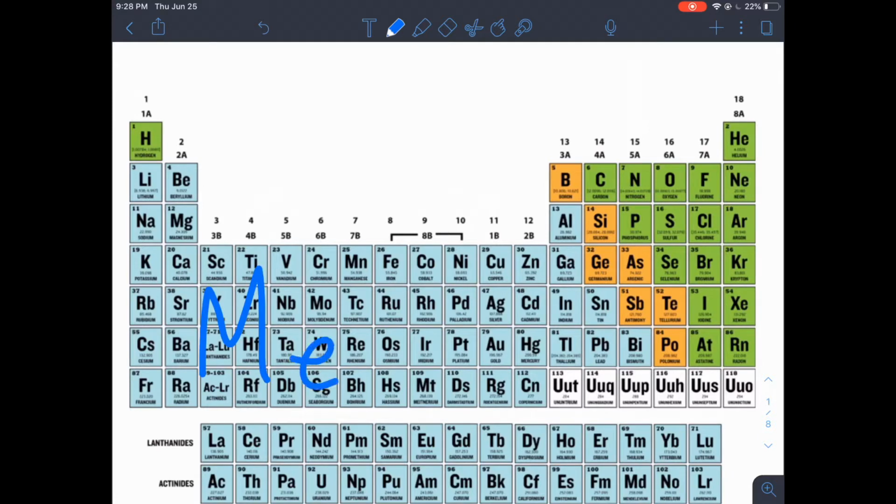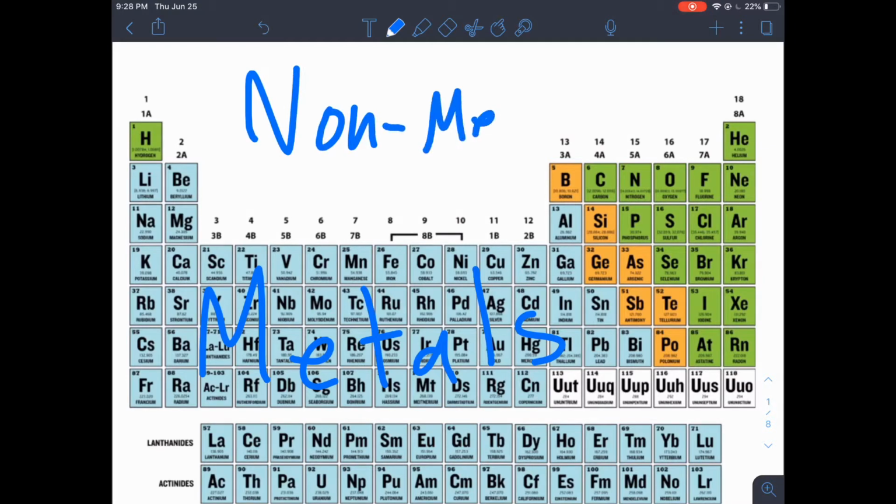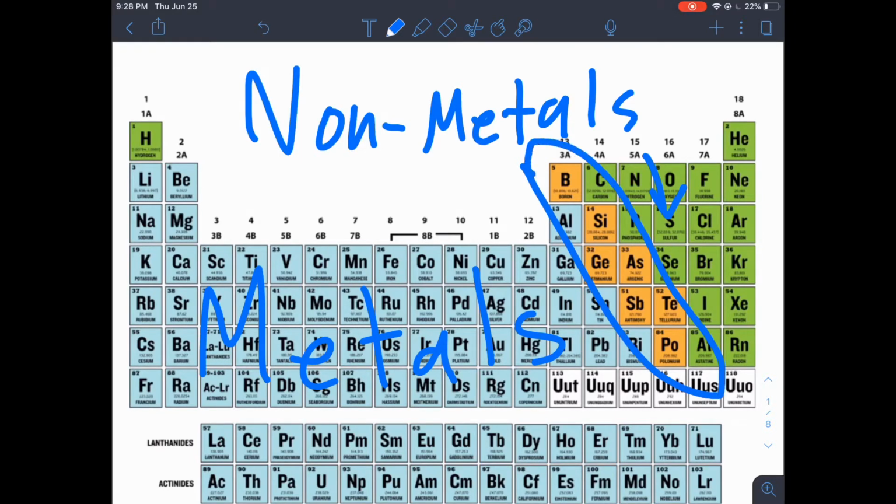The blue ones are metals. The greens are nonmetals. And the orange are metalloids. Metals are solid at room temperature, are good conductors of heat and electricity, and are malleable. Nonmetals can be solids, liquids, or gases at room temperature. They are poor conductors of heat and electricity, and unlike metals, they aren't malleable or ductile.